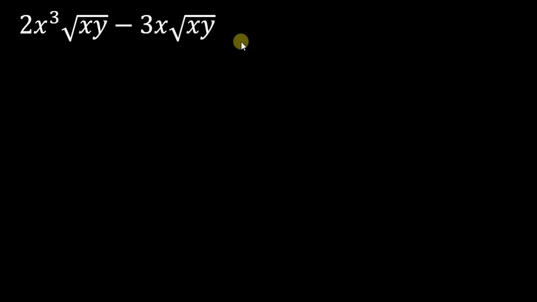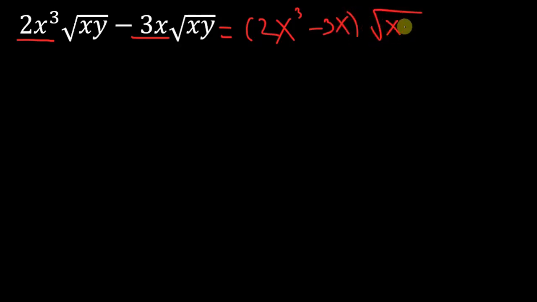Next example, 2x raised to 3 square root of xy minus 3x square root of xy. So, dahil hindi pwedeng mag-combine tong 2x raised to 3 tapos 3x kasi magkaiba sila ng exponent, ilalagay lang natin dito as the quantity of 2x raised to 3 minus 3x. Then, copy natin yung square root of xy. So, ganyan lang mag-add at mag-subtract ng mga radicals kung pareho yung radicand o yung nasa loob ng radical sign.